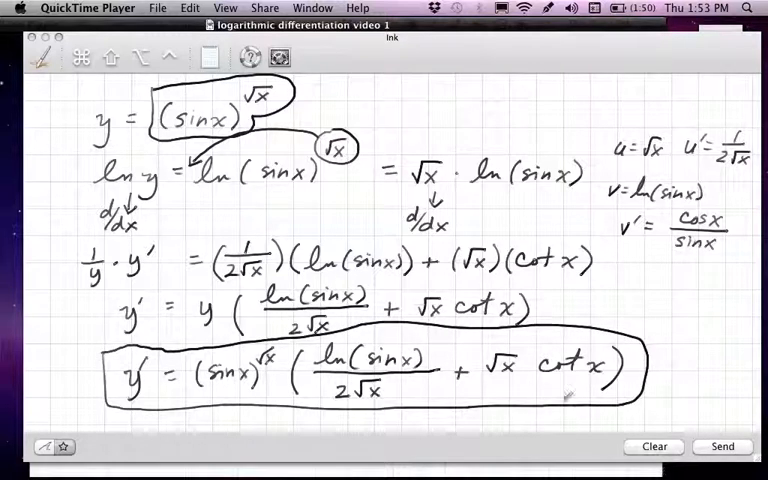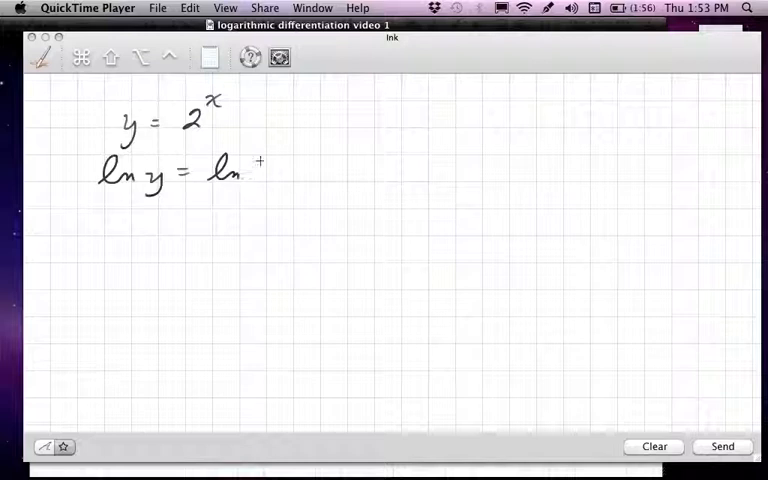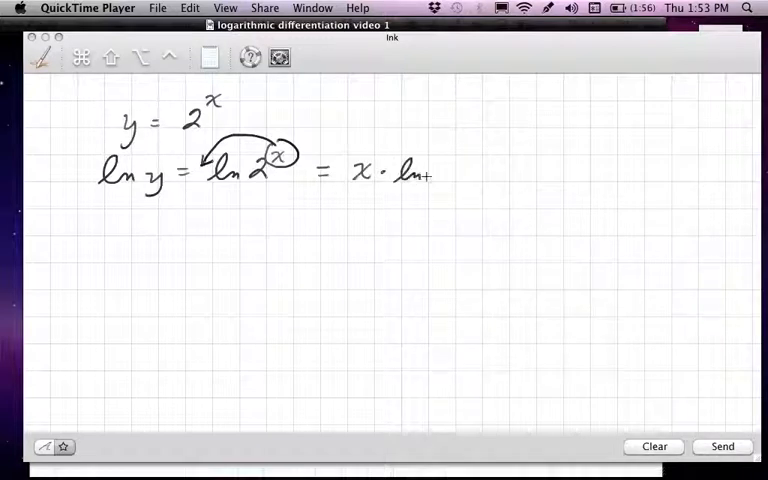And this is logarithmic differentiation. Let me do one more quick one. How about y is equal to 2 to the x? So let me do the same thing I did before. I have natural log y is equal to natural log 2 to the x. I just took the natural log of both sides. Then I can use the power rule and put it in front. So this is equal to x times natural log of 2.